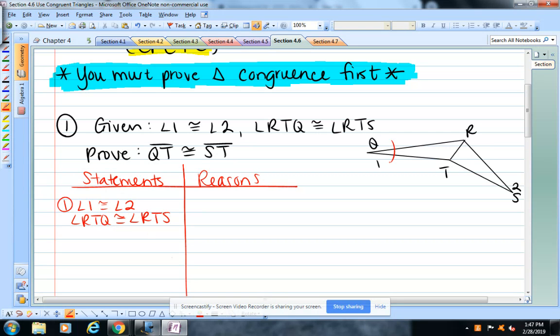Angle 1 is congruent to angle 2. And RTQ, which is this angle, is congruent to RTS, which is this angle. Sound effects are good, right? And those are given. Can I say anything else in those triangles is congruent to each other? Yes.